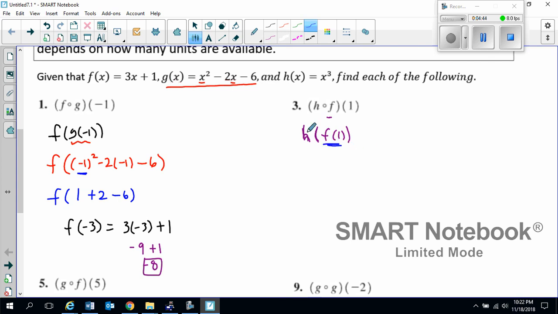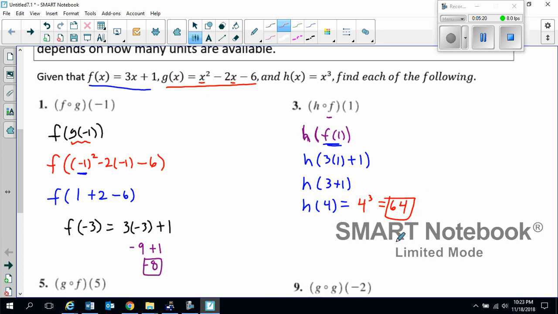So now we're going to substitute that in over here to figure out what we get. So now we're going to have h of 3 times 1 plus 1. All I did was take my f function and plug 1 in here, 3 times 1 plus 1. So that's going to give me h of 3 plus 1, so now I have h of 4. Now the h function is x cubed, so that's just going to become 4 to the third power, which is 64.